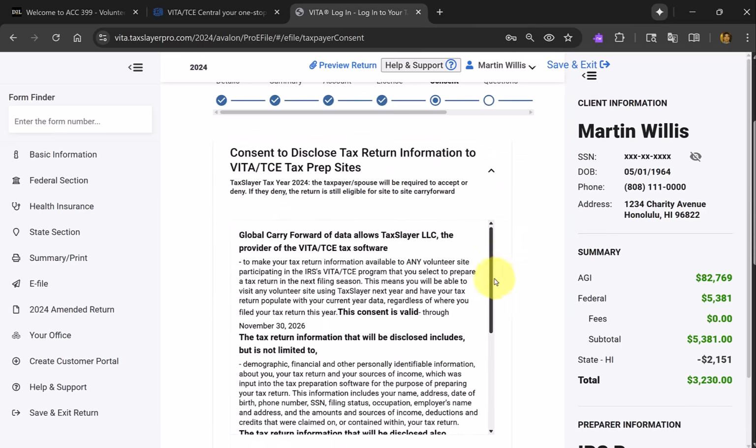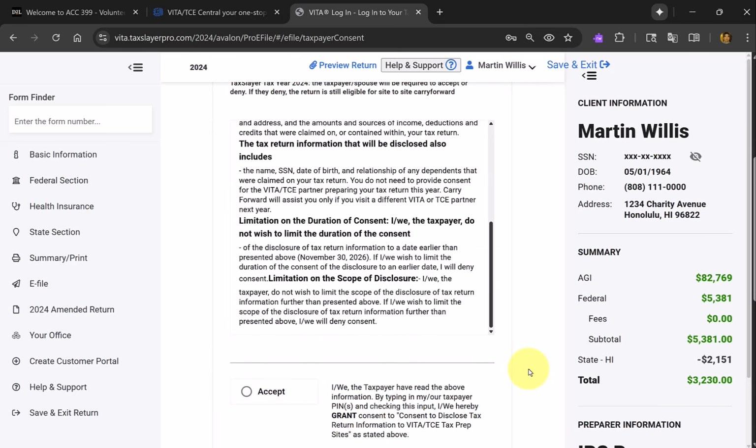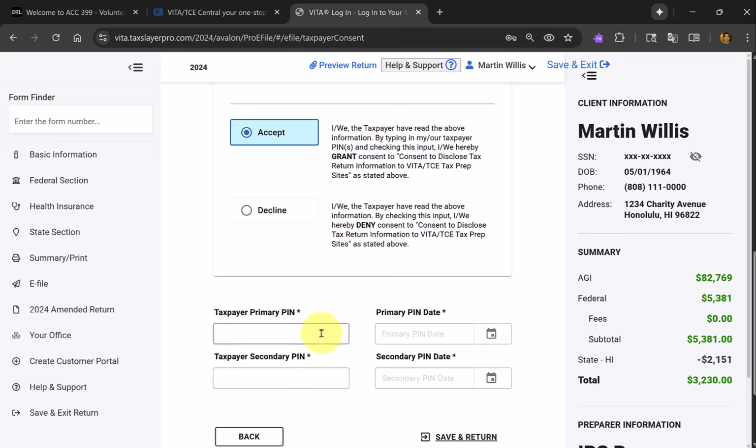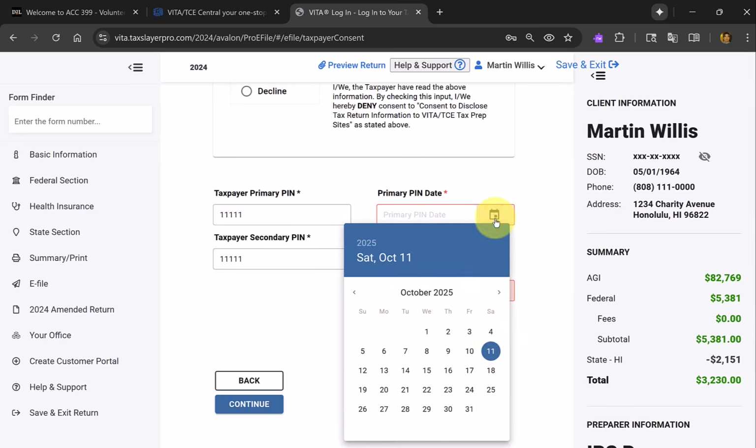And if the taxpayer has agreed to have the information carried over to next year so other sites can also use automatic carryover, I'm going to assume yes. And make up a PIN number. What do we do? I'm just going to make up some digits here. And today's date.